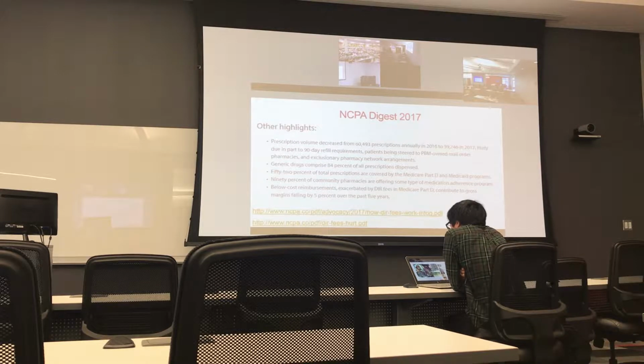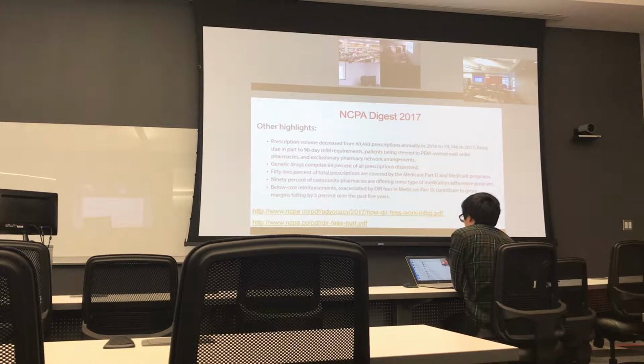And then exclusionary pharmacy network arrangements, that's where you can only go to certain pharmacies based upon your insurance reimbursement. Generic drugs comprise 84% of all prescriptions dispensed. That doesn't seem unusual to me. We're using more and more generics because they're a lot cheaper, and supposedly the profit margin is higher on there, but I think the PBMs have taken advantage of that and whittled that down.